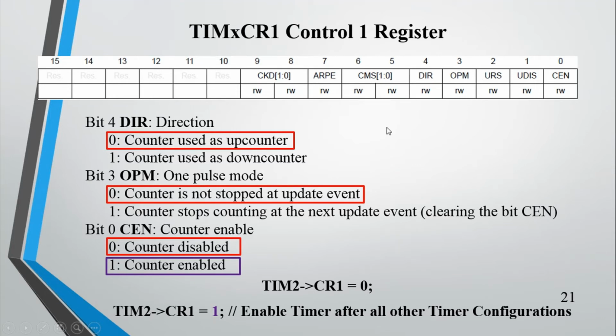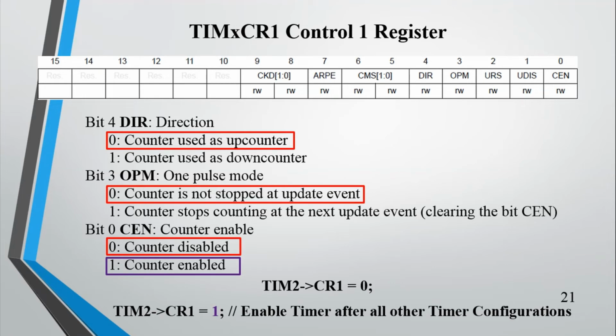Then the 3rd bit is known as one pulse mode. One pulse mode means if you make this bit 1, the timer will count only once. That means it will increment from 0 to the auto reload value. Then it will stop. Once it reaches the auto reload value for the first time, it will stop. That means the timer counter will be working only one time.